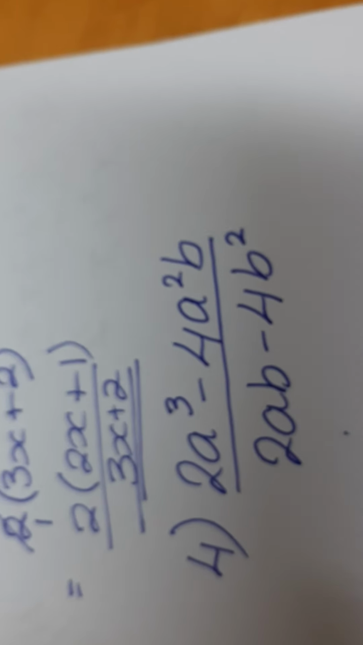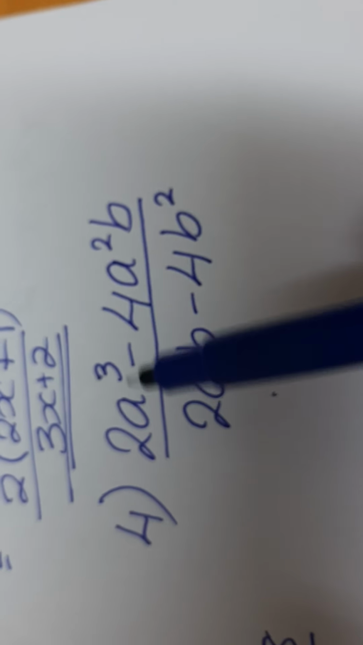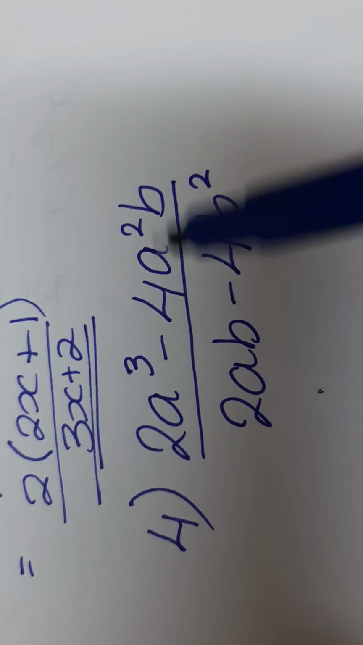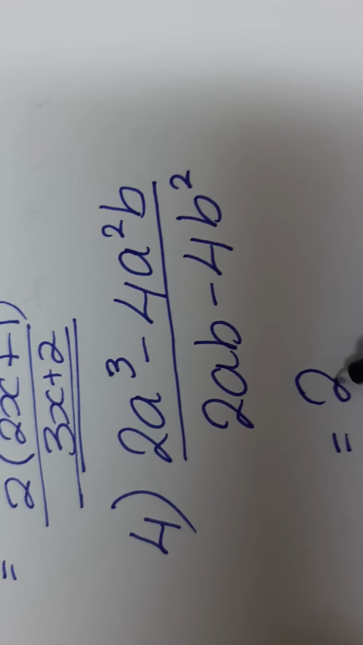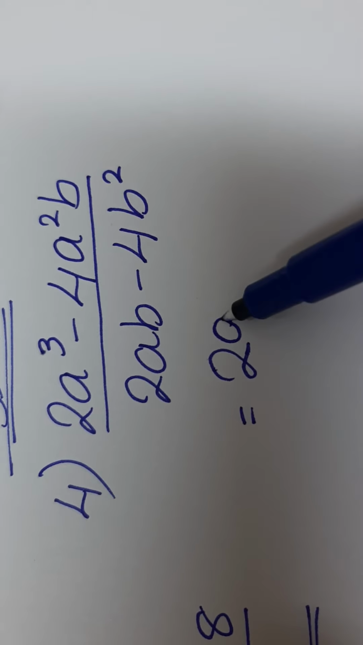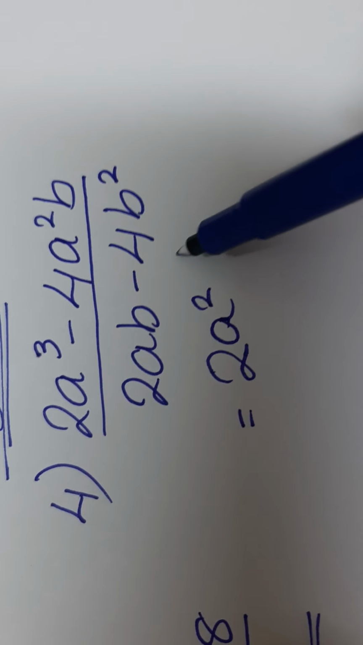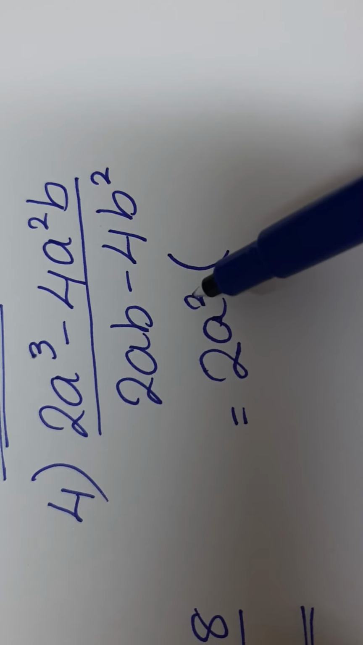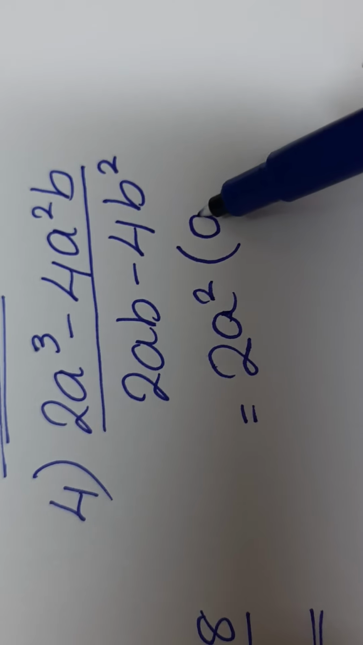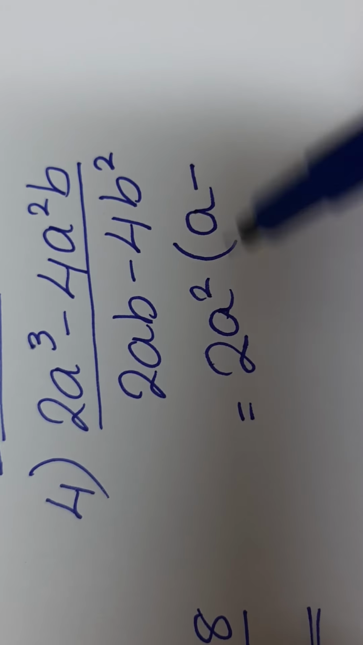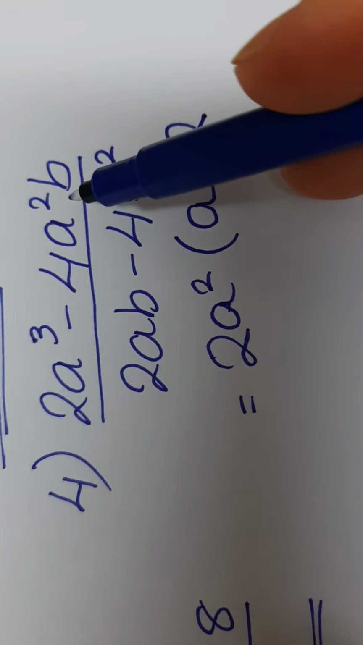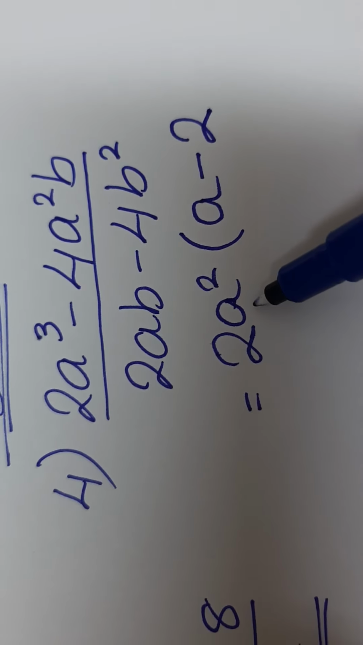Now it gets a tiny bit more difficult. I'm looking at the numerator here. In terms of the numbers, I've got 2 as a common factor here. I have at least a squared in both terms, and that's it. 2a squared times what will give me 2a cubed? 2a squared times a. I have a minus. 2 times what will give me 4? 2 times 2. This a squared is already outside.